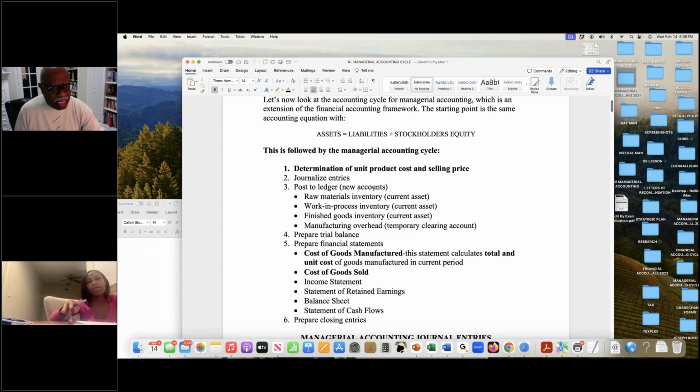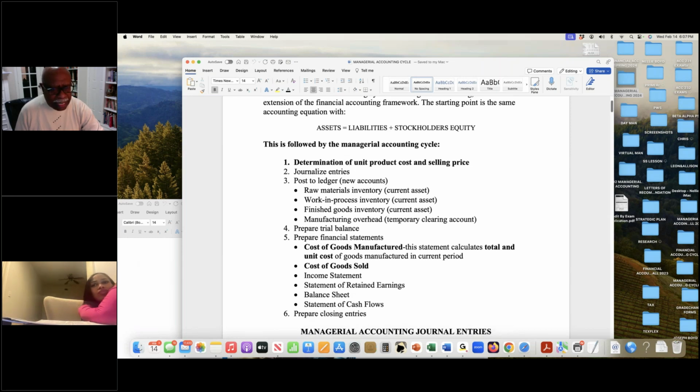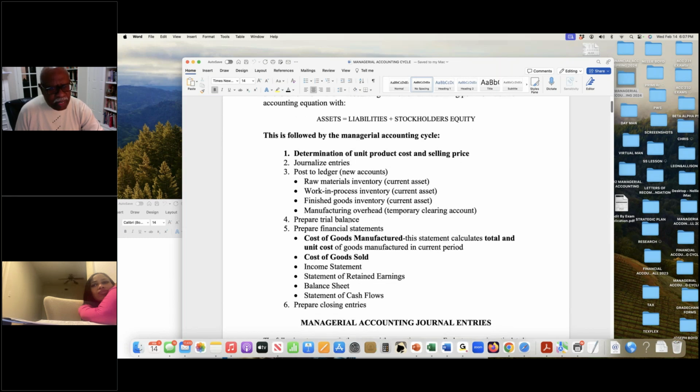Next, we journalize journal entries. We post them to the ledger, and we have some new accounts: raw materials inventory and work in process inventory, along with the finished goods inventory. So now we have 3 inventory accounts, and we have a manufacturing overhead account. We prepare a trial balance, and then we prepare the financial statements.